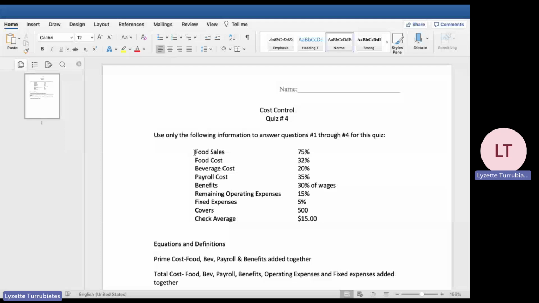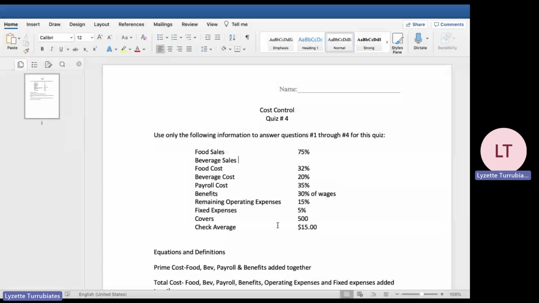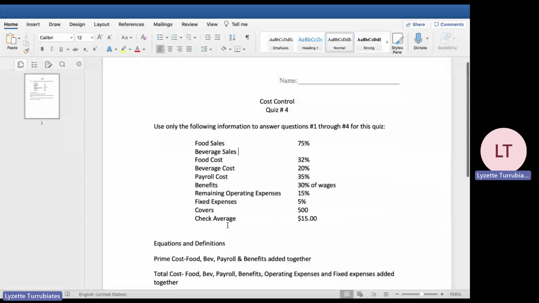Total sales is our revenue, right? We're going to calculate that by taking our covers. Remember, covers is just another term for the number of people that come in. So we have 500 guests that come into the restaurant, and each check is $15. That's how we figure out our total sales: 500 people times $15 per person. Let's figure out what that is. Make sure you always have a calculator with you. Your total sales are going to be $7,500.